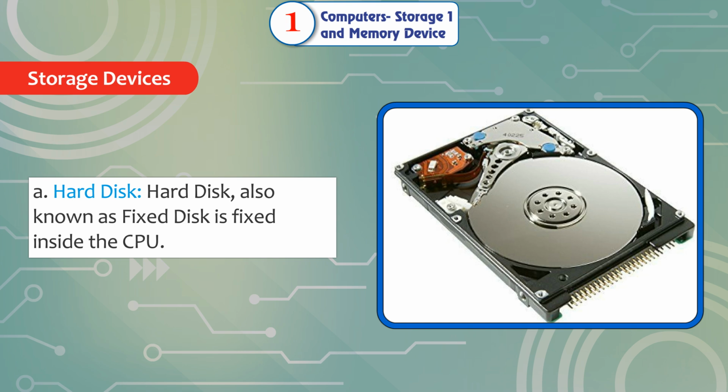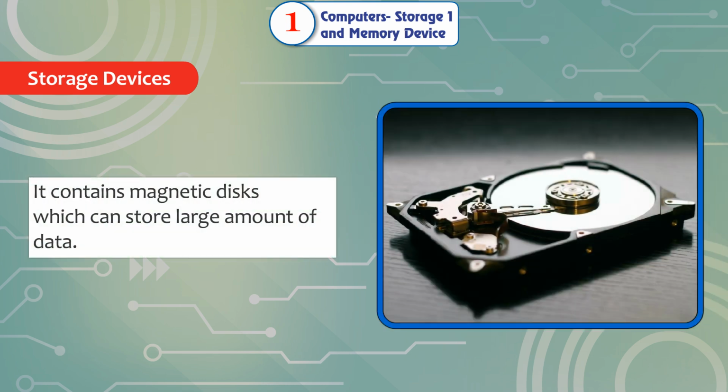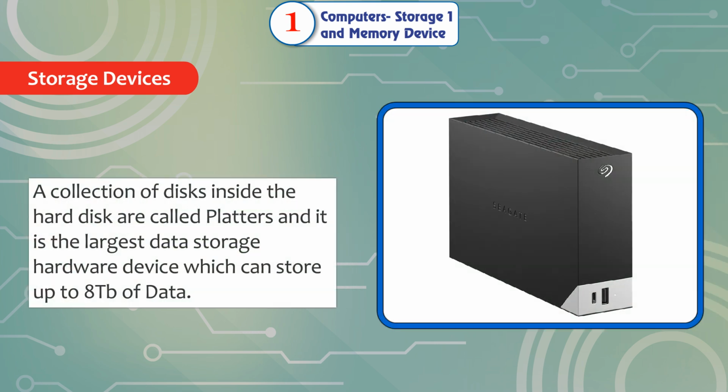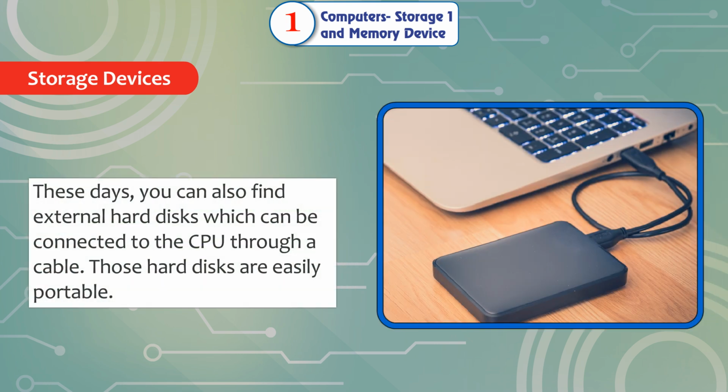A. Hard disk. Hard disk, also known as fixed disk, is fixed inside the CPU. It contains magnetic disks which can store large amount of data. A collection of disks inside the hard disk are called platters, and it is the largest data storage hardware device which can store up to 8 terabytes of data. These days, you can also find external hard disks which can be connected to the CPU through a cable. Those hard disks are easily portable.